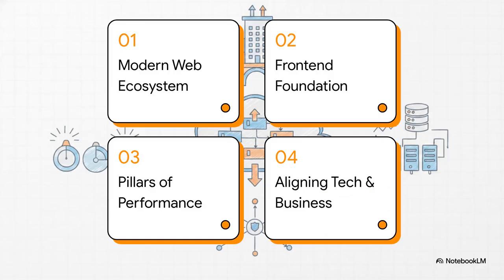To construct our digital skyscraper, we're going to follow a precise four-stage agenda. First up, the modern web ecosystem. Second, choosing a front-end foundation. Third, the three pillars of performance. And finally, aligning tech with business.